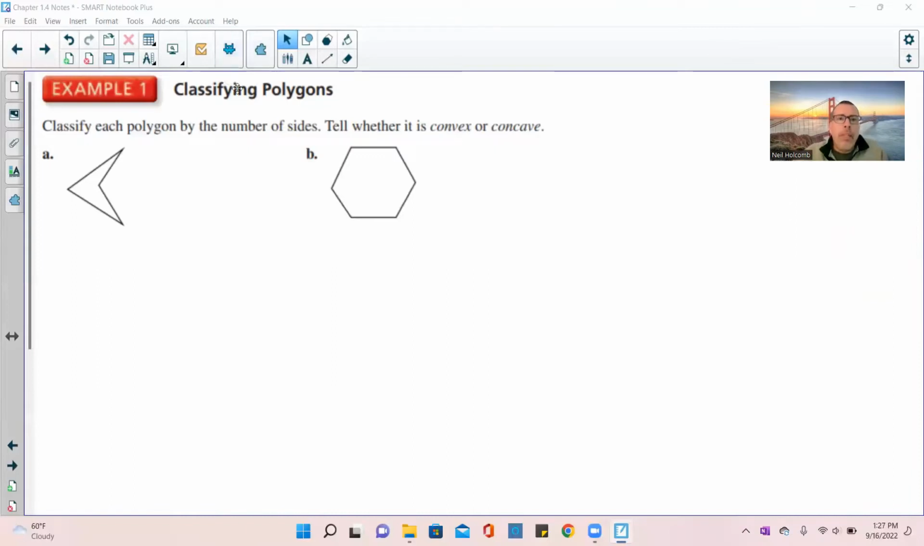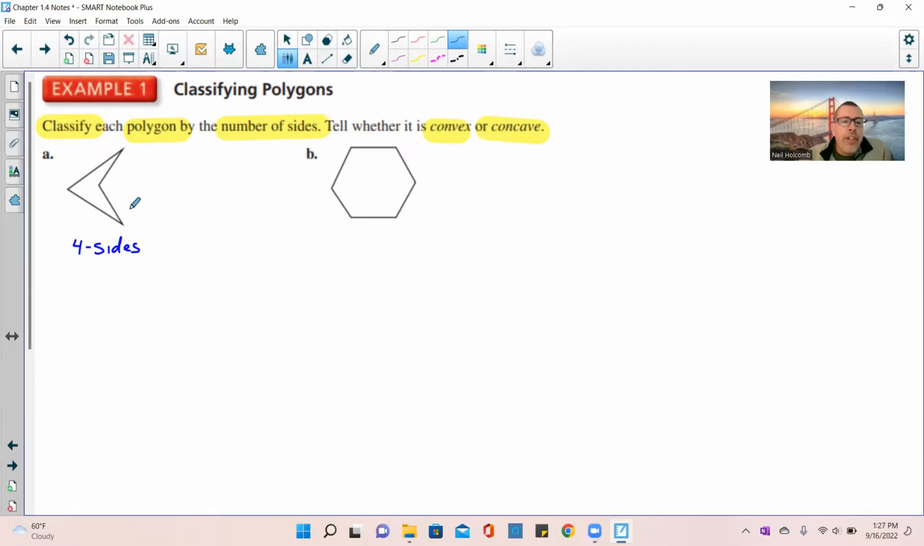Okay, example 1 says to simply classify. It says classifying polygons, and it wants us to classify each polygon by the number of sides. Let's highlight this. Classify each polygon by the number of sides. Tell whether it is convex or concave. I'll get to that in a moment. So first of all, this one here has 1, 2, 3, 4 sides. So it has 4 sides. So a 4-sided figure is called a quadrilateral.